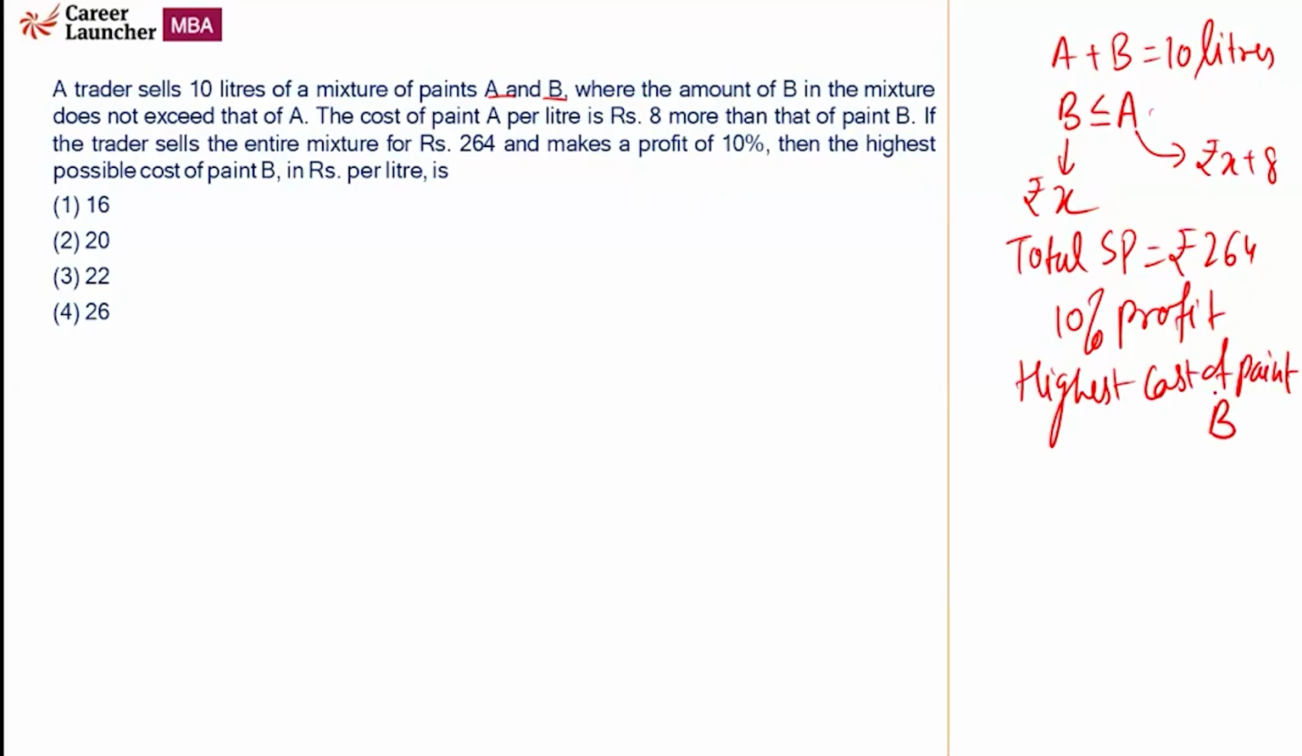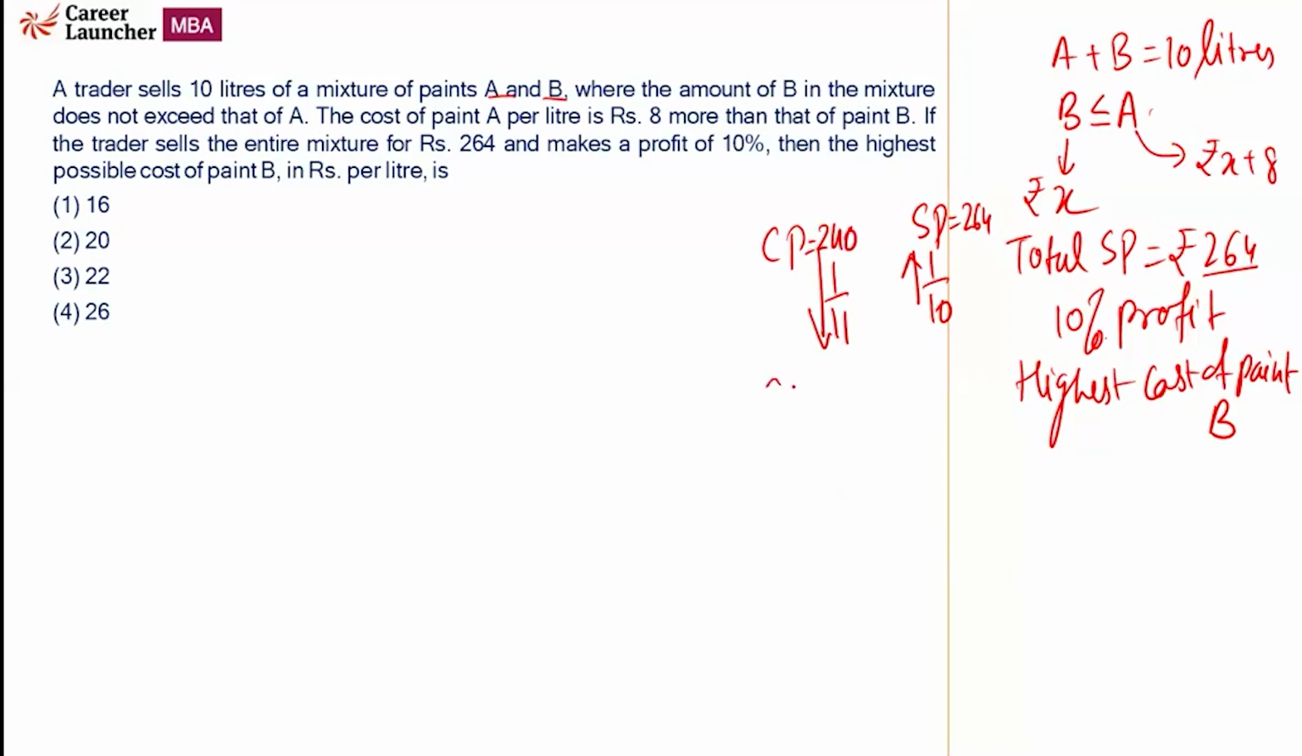हाईएस्ट कॉस्ट क्या होगा पेंट? मैं कहा थोड़ा सा समझते हैं. अगर टोटल सेलिंग प्राइस 264 रुपीज एंड 10% प्रॉफिट है, सेलिंग प्राइस ज्यादा है कॉस्ट प्राइस से 1/10, तो कॉस्ट प्राइस क्या होगा? कम होगा. कितना कम होगा साहब? 1/11. तो 11 2s are 22, 11 4s are 44, 24 लेस, तो कितना हो गया? 240.